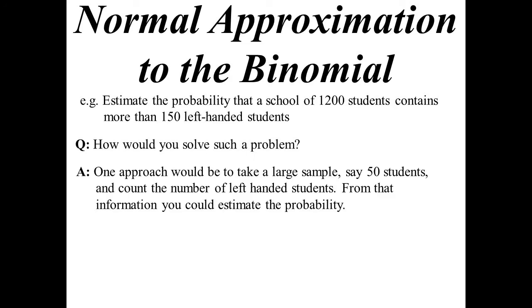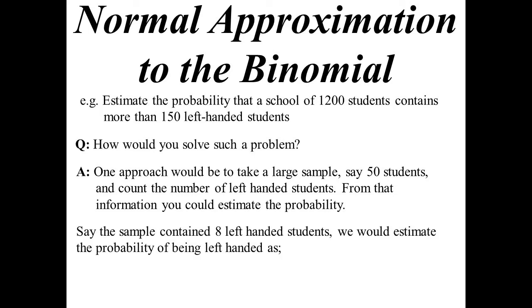We could take a sample, we want it to be reasonably large, so let's say 50 students, and physically count the number of left-handed students. From there, we could estimate the probability for the whole school. So let's say our sample contained 8 left-handed students. Then we'd estimate the probability of being left-handed as 8 out of 50, 0.16.